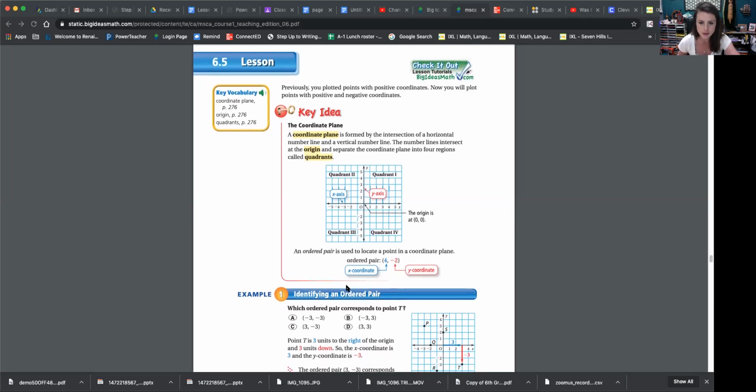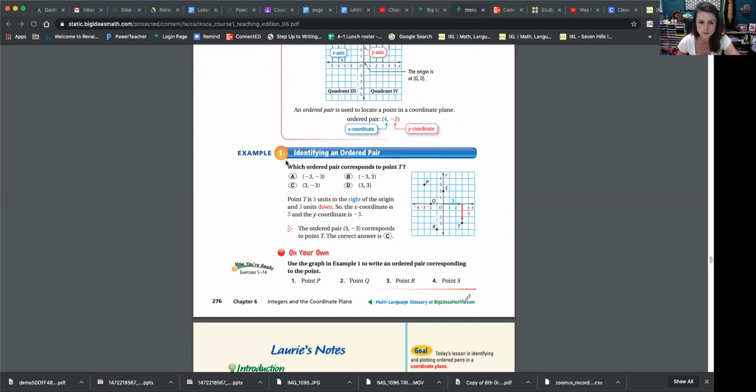Okay, so let's try this example here. It says, which ordered pair corresponds to point T? So I find the letter T, and then I always start with my x. So I have to go over 1, 2, 3 boxes. So my x is going to be 3. So I write 3, comma, and then I have to go down 3 spaces, which is -3. So (3, -3). Let's find one that matches that. So that would be letter B. Oh, wait. No, it would be C, because we have to do our 3 first, then our -3. So C, because x is 3 and then y is -3.